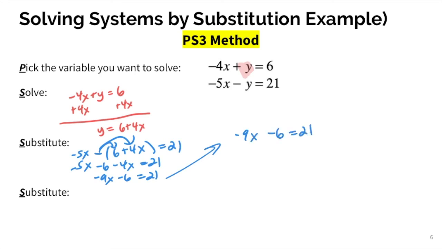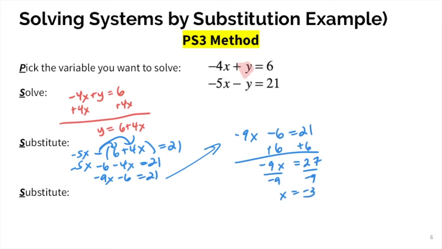So let me just write it over here. So I'm just going to add 6 on both sides, keeping up with my inverse operations. I have -9x equals 27. I'm going to divide by -9 on both sides, and then I get x equals -3.